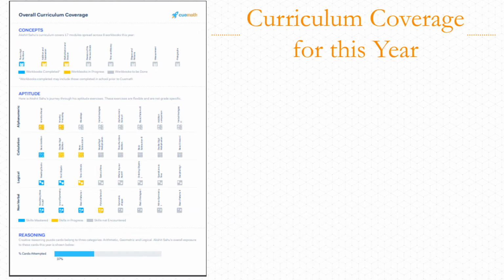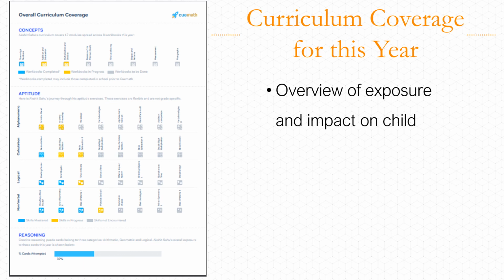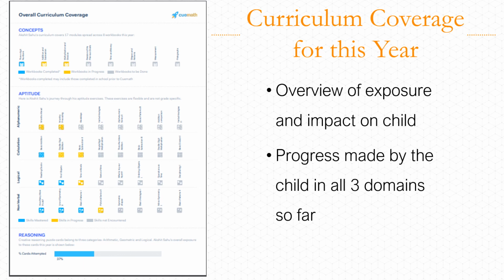Parents will get an overview of their child's overall exposure in the QMath learning system and a detailed account of the progress made by the child in each domain. The third page of the report showcases status of workbook coverage for concepts, the child's journey through aptitude skill exercises in that year so far, and the overall exposure of the puzzle cards in terms of percentage. Parents will also be able to see a list of completed and uncompleted workbooks, skills mastered, and skills in progress for aptitude. For more clarity, each domain is labeled and color-coded differently.